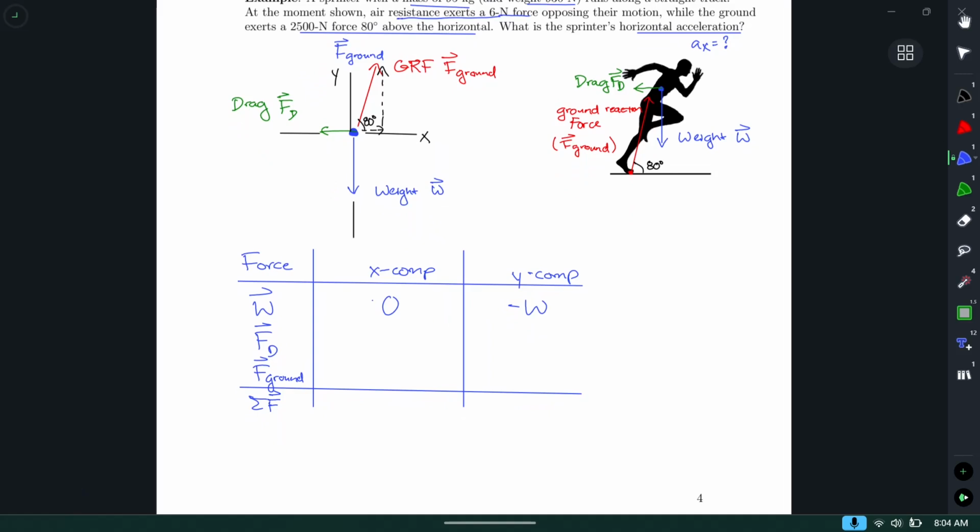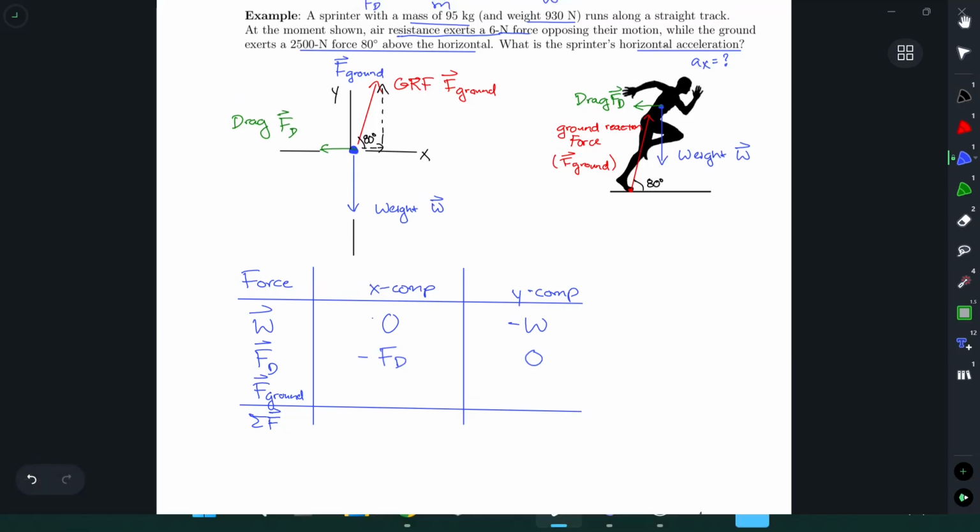So, next one is drag. Someone tell me about the components of that drag force. Is the x component negative and the y component 0? Yep, perfect. So it points to the left, and then that's 0. So I'm leaving it general. F_D is the magnitude, the size of that drag force. It's just the number associated with it.